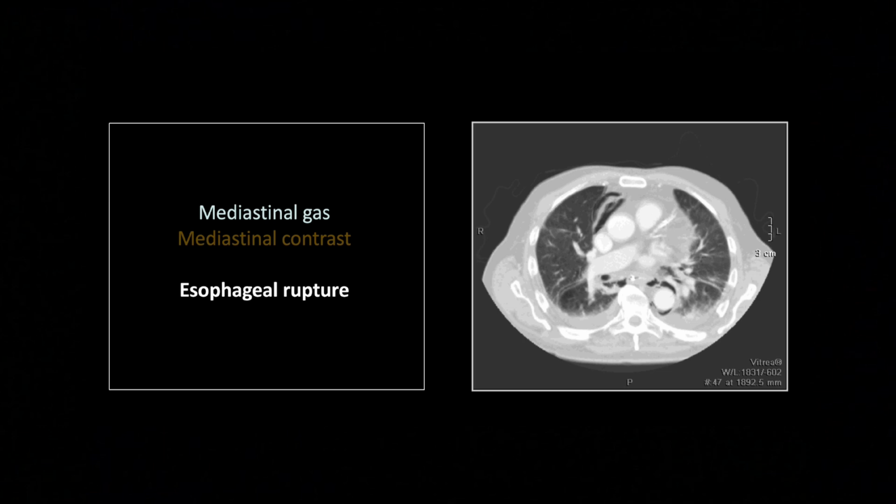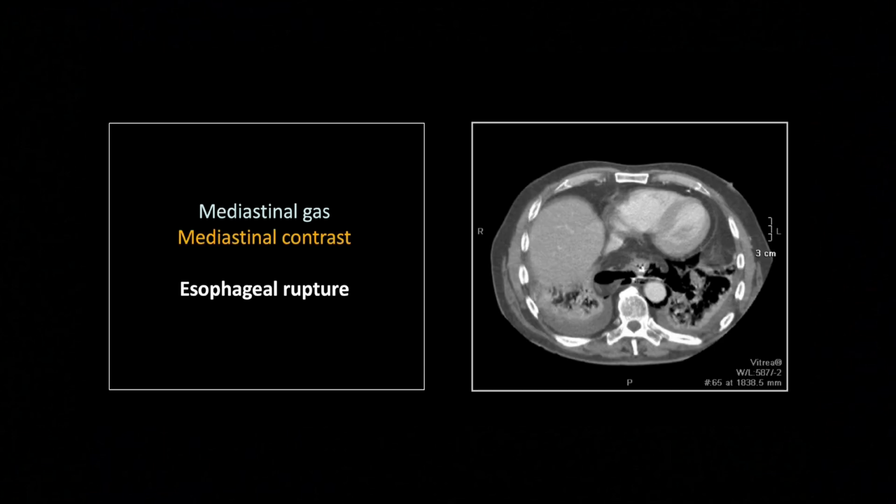All right, here's a case of esophageal rupture. This is pneumomediastinum. You can see it surrounding the aorta and the posterior mediastinum, and there in the anterior mediastinum as well. So when you see that, the assumption is there's got to be a perforation somewhere.